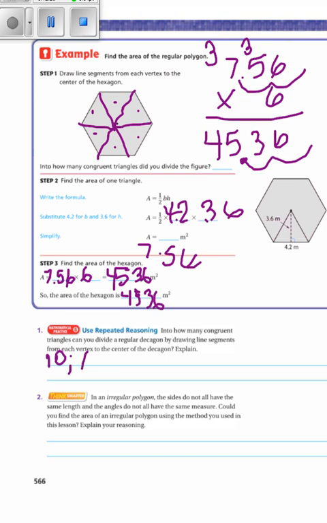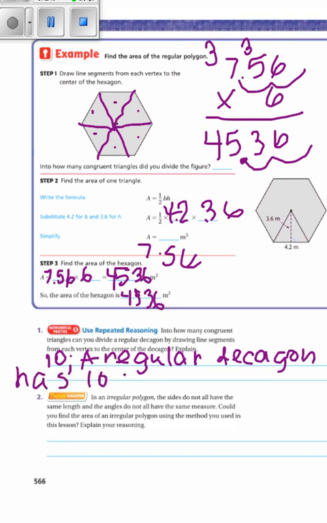A regular decagon, sorry for my handwriting. A regular decagon has 10 sides. So it can be divided into 10 triangles. Look, I'm going to shorten this up for you guys. You're welcome. Number 2, think smarter.